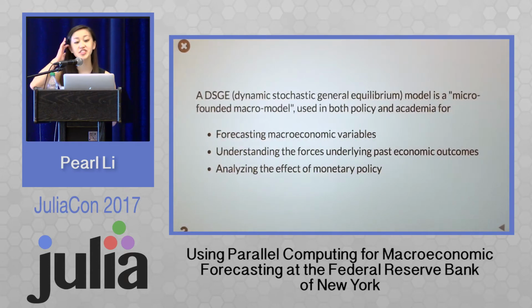So to start with, a DSGE model. DSGE stands for Dynamic Stochastic General Equilibrium. It's a so-called micro-founded macro model. It's a model of the macroeconomy that's based in knowledge from microeconomic theory about how agents optimize, how firms optimize, and how all of that behavior coalesces into a general equilibrium. DSGE models are used both in policy and in academia. They tend to be used for forecasting. Their advantage over other models is that they can be used to study counterfactuals and understand the structural forces underlying past outcomes. We also use them, especially at the Fed, to understand how monetary policy ripples through the economy.